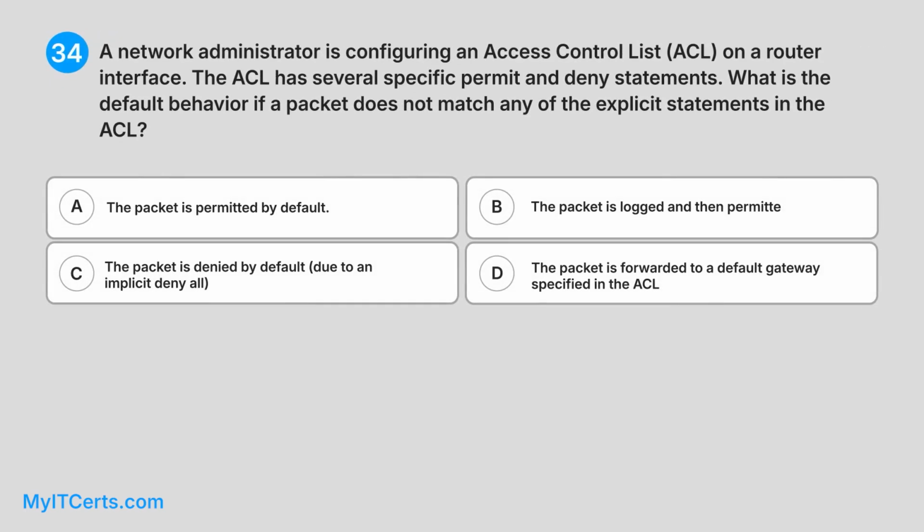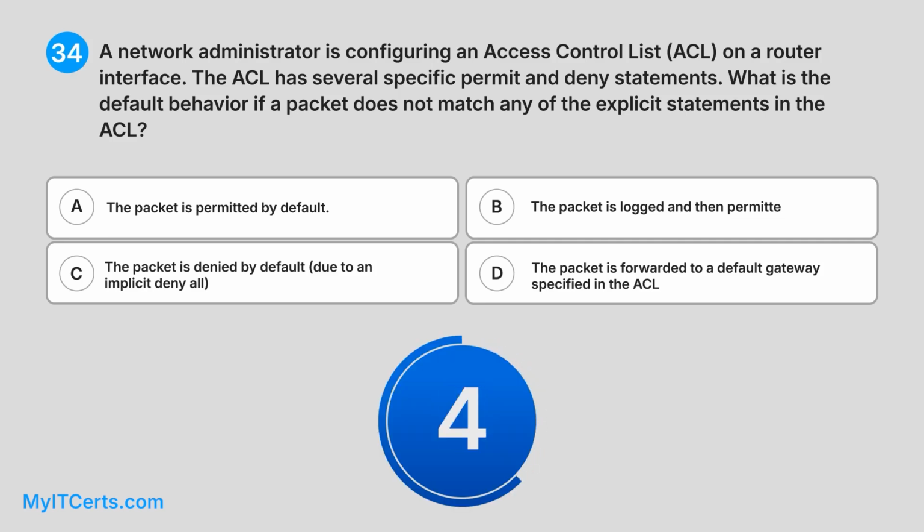34. A network administrator is configuring an access control list, ACL, on a router interface. The ACL has several specific permit and deny statements. What is the default behavior if a packet does not match any of the explicit statements in the ACL? A. The packet is permitted by default. B. The packet is logged and then permitted. C. The packet is denied by default due to an implicit deny all. D. The packet is forwarded to a default gateway specified in the ACL.